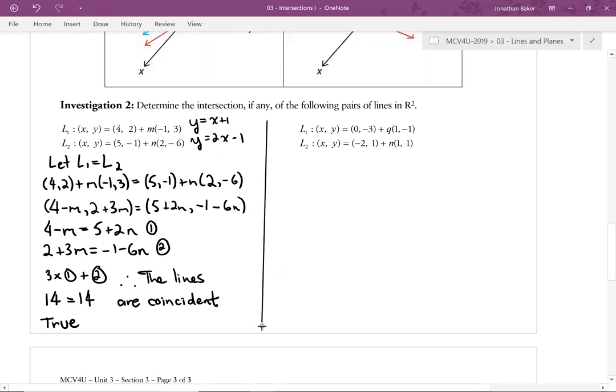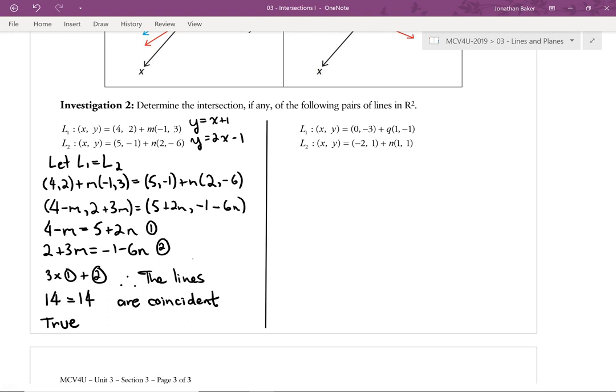Now you might ask, well, do I have to state that the intersection is the line? Well, I think that probably if you've got this far and you tell me that they're coincident, I'll assume that you know that means that the intersection is the whole line, right? Because they're the same line. All right, let's look at L1 and L2.